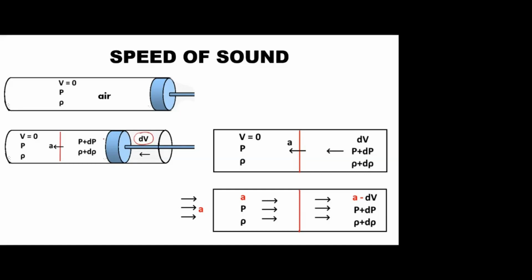Okay. So what will happen? It will compress the air next to it. Initially it is just stationary. Because of this movement, it compresses the air just next to it. So the pressure and density are a little bit increased. dP, d rho a little bit increased.